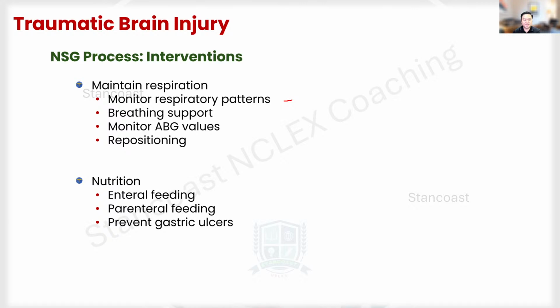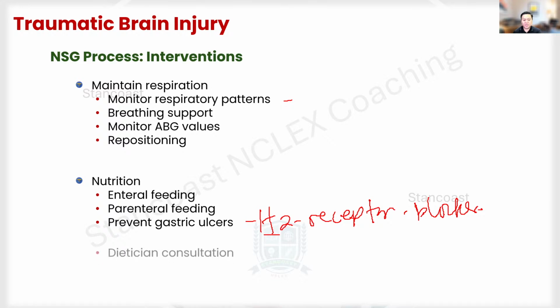Now, let's talk about the prevention of gastric ulcers. This is a huge thing, especially in a patient with a TBI. We're going to have to administer those H2 receptor blockers, famotidine, cimetidine, because of the stress ulcer, and also to prevent GI bleeding. So this is our medication that would be commonly used in the treatment. Consultation with a dietitian is important, so we will know for sure what elements should be included in their feeding, right?